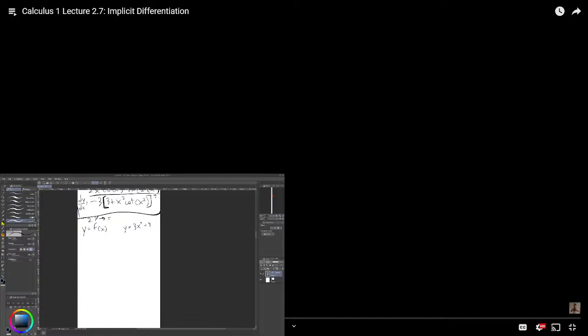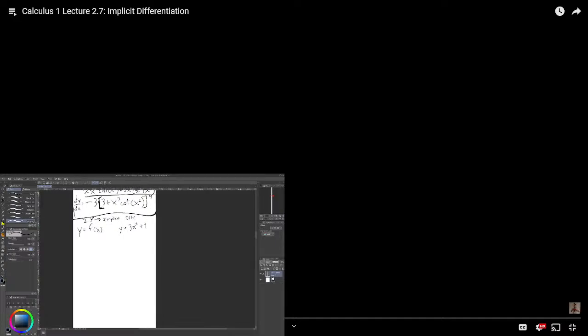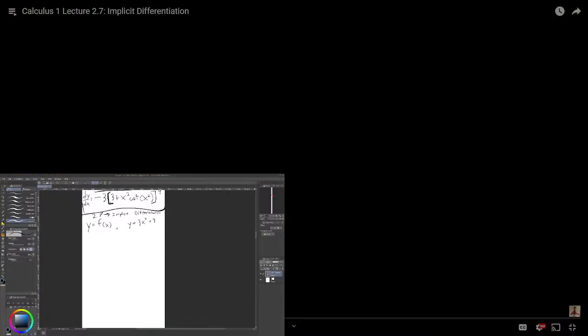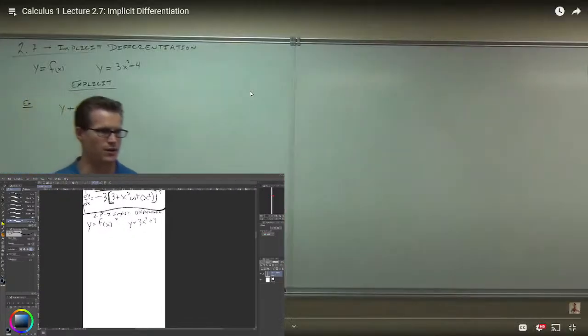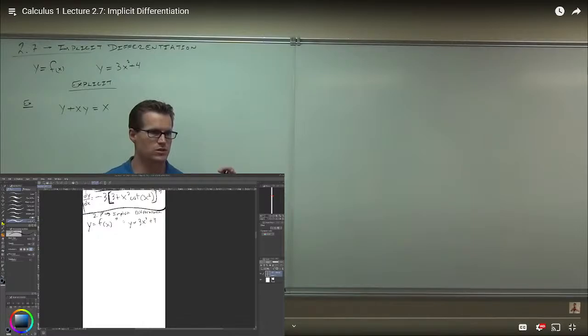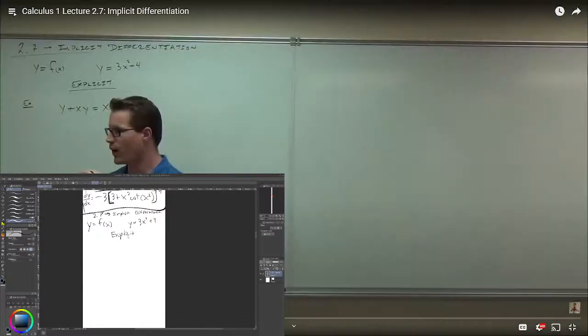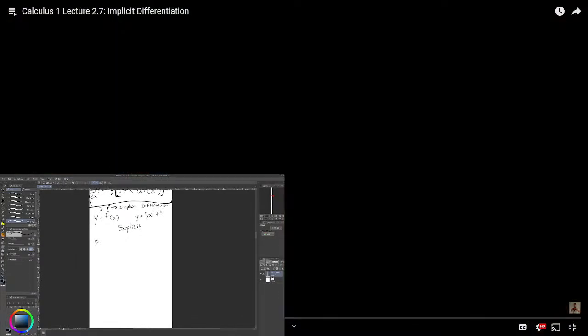Is this an explicit function? Is y solved for by itself and then x is on the other side? No, as a matter of fact, you see y is mixed in with x's. This is called implicit form. Implicit means, yes, there's a y there, and you're going to say that y is a function of x, but it's not written as y equals. So y is still a function of x, it's just bound up in the problem. That's what implicit means.